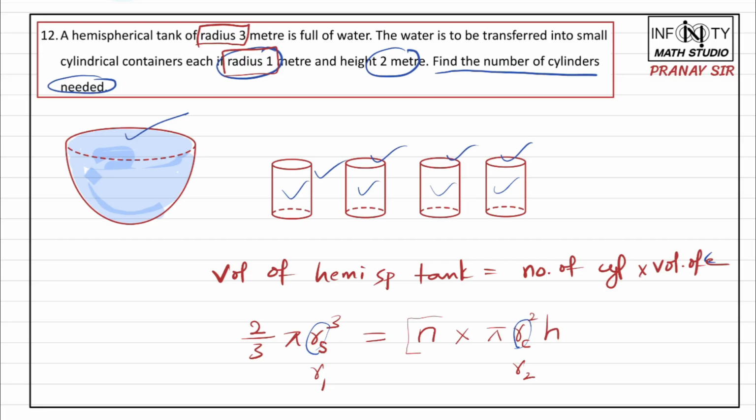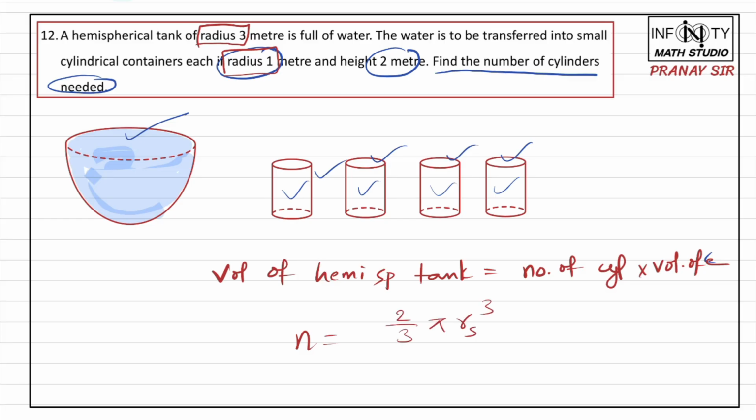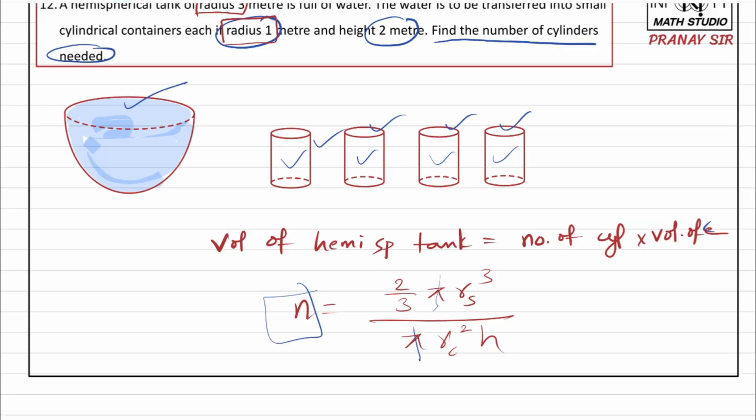Since we have to find the number of cylinders n, we transpose pi r square h to the left hand side, so that n is equal to the volume of hemisphere, 2 by 3 pi rs cube, by pi rc square into h. Now simple cancellation. Anyway, pi gets cancelled. In this way we will find the n value. So this is the concept behind the given question. Now in the next page we will solve this.